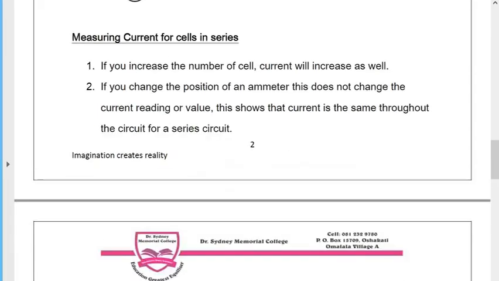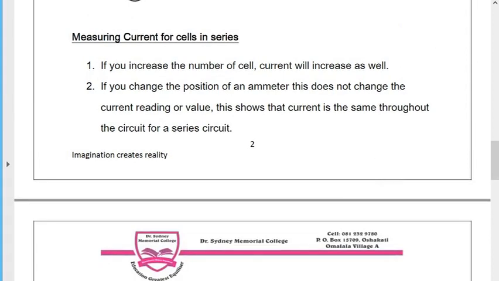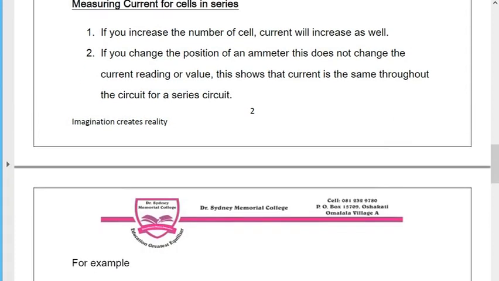What I also did in this PDF is that we added the part where we talked about measuring the current for cells that are in series. And the main aspect that I wanted you guys to understand there is that the current is affected by the number of cells.